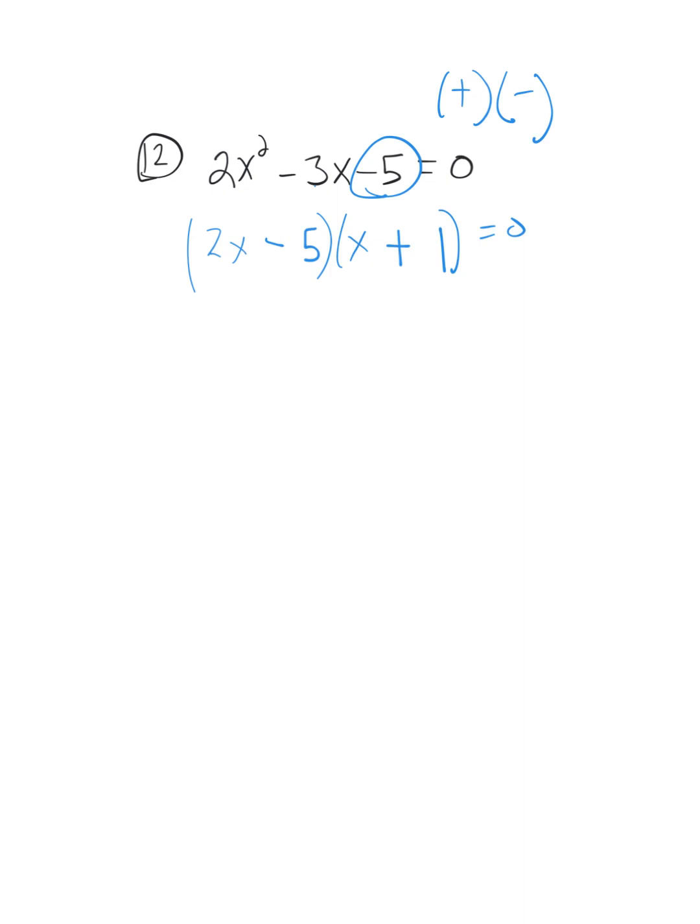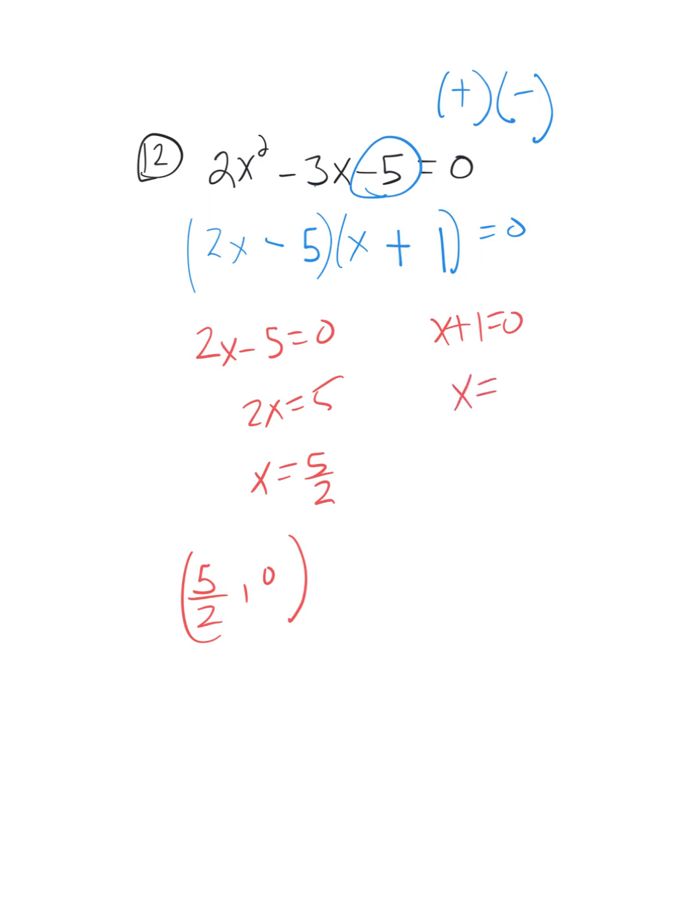An alternative might be that if you don't want to spend the time to see if it factors, you could just go to quadratic formula. But if we take our factors and we set this equal to 0 and solve it, we can see that at 5/2 or at 2.5, 0, we have one solution, and then the other one is going to be at -1, 0.